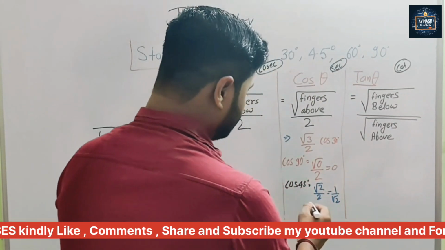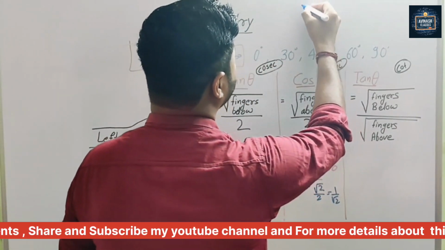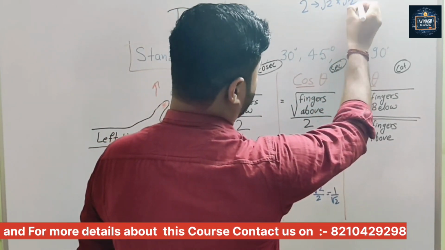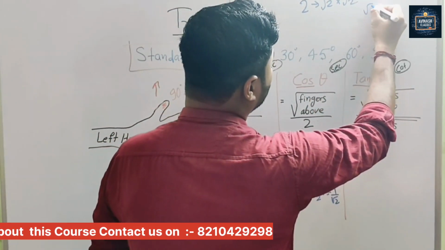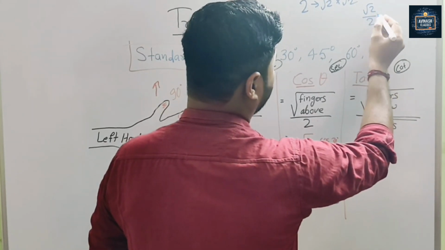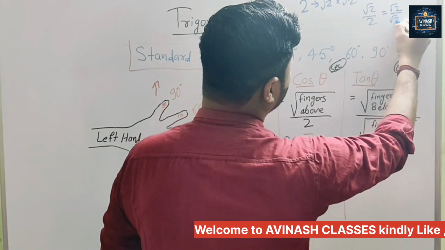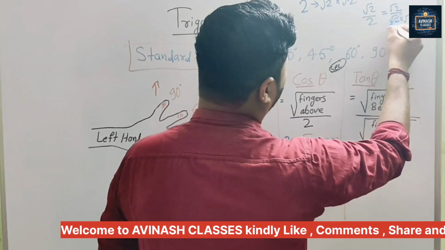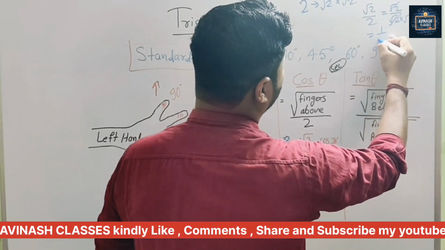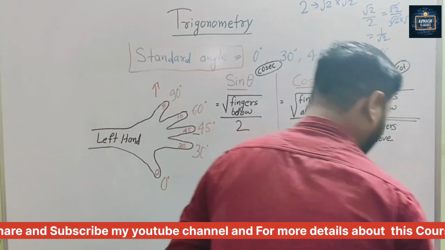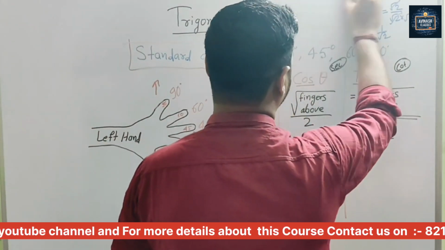Okay. See, one thing I want to say. Here 2, it means what? Root 2 into root 2. So here, root 2 by 2 I am writing, it means this is root 2, but here we write root 2 into root 2. So one root cancels, that's why the answer is 1 by root 2. So no need to confuse. So now sine, cos, hope you understand very well now?